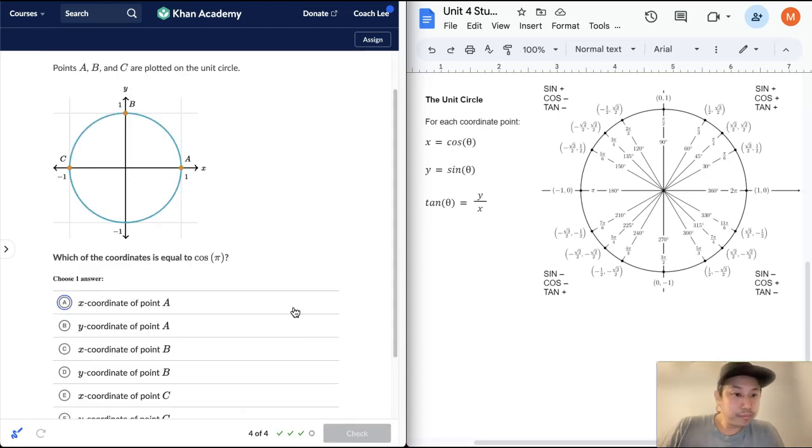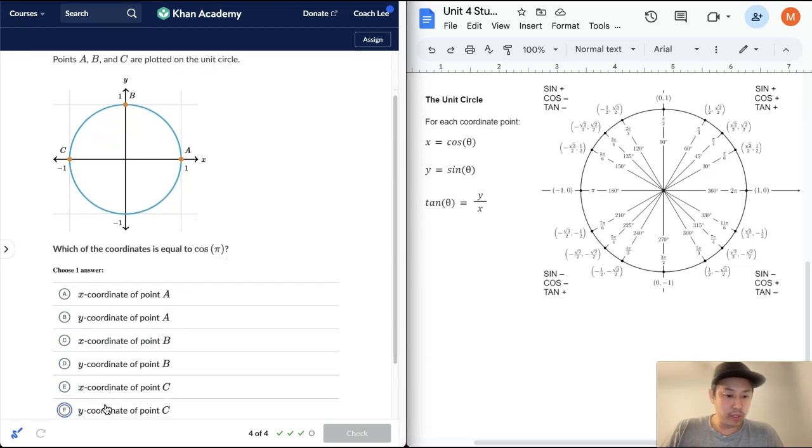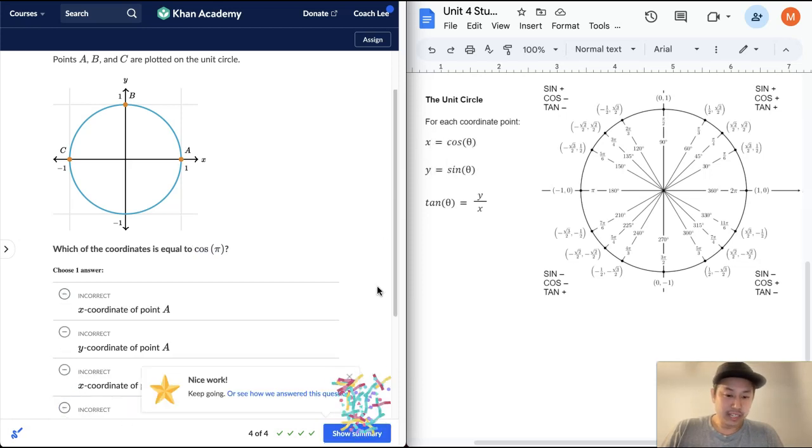Okay, one more. Which of the coordinates is equal to cosine of pi? Okay, so let's figure out where the pi angle measure is. That should be right here at 180 degrees. So the negative x-axis is going to hit point C. So it should definitely be either the x-coordinate of point C or the y-coordinate of point C. We have the cosine of pi, so then we need the x-coordinate, right? That's it.